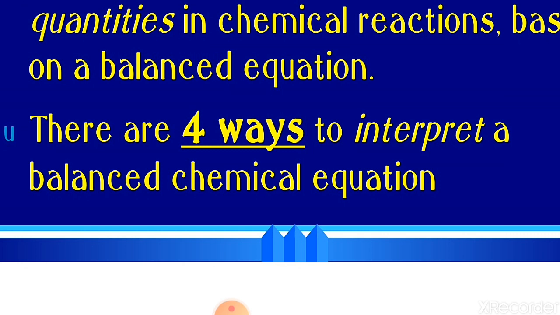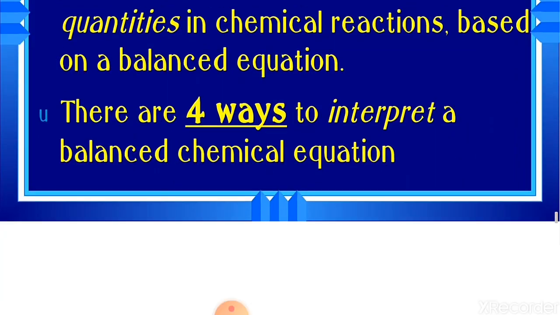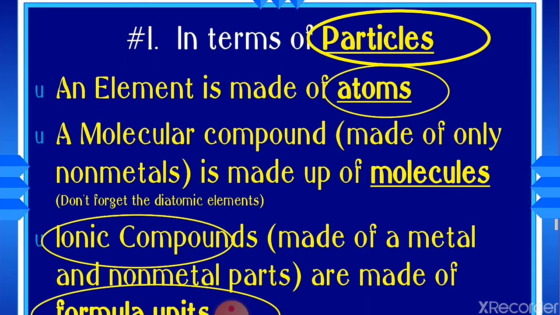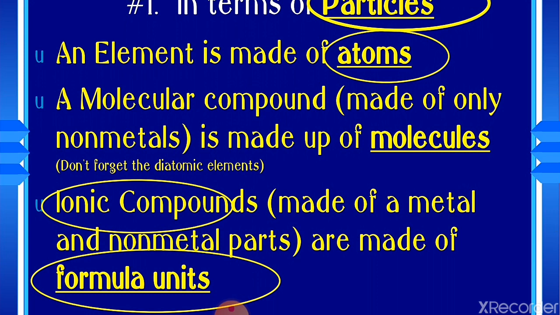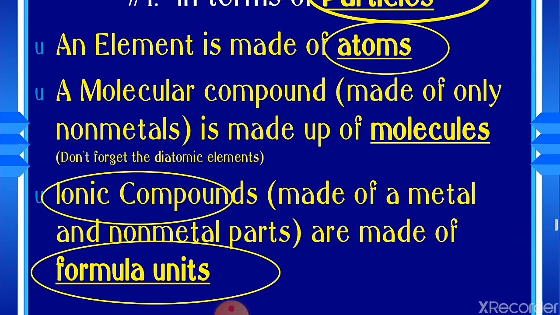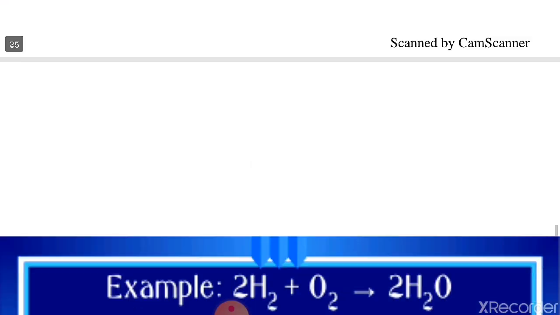In four different terminologies, you can interpret a balanced chemical equation in terms of mole, in terms of mass, in terms of molecules, and in terms of volume. So the first way of interpretation is in terms of particles. An element is made of atoms, a molecular compound is made of molecules, and ionic compounds are made of formula units.